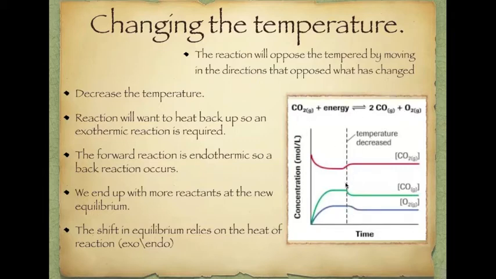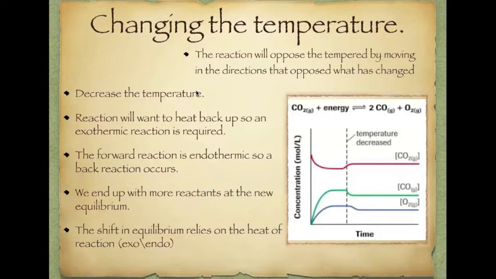So obviously the carbon monoxide goes down twice as much as our oxygen, and twice as much as our carbon dioxide goes up. Hopefully that makes sense to you in terms of the changes here. So with a change in temperature, you get gradual changes in your concentrations. The shift of equilibrium relies on the heat of reaction. Whether it's exothermic or endothermic, you need to think about what the change was and how Le Chatelier says the reaction is going to respond to that change. That's the important thing about changing the temperature.